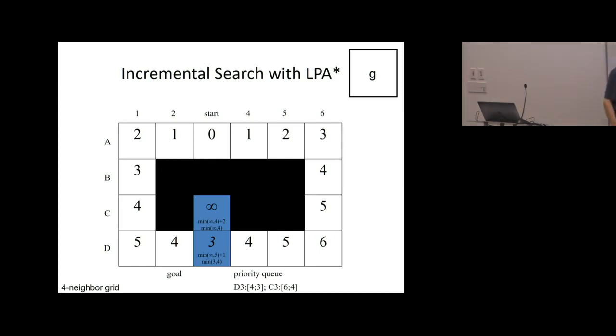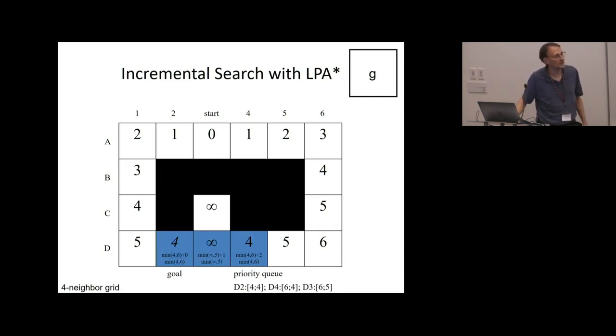Okay. Next expansion. We look again at a node in the open list with the smallest f value. And in this particular case, it is this guy here. So take it out of the open list. Check. It is a 3, it should be a 5. So we need to make it larger. Okay. So we set it to infinity. That's the rule that you already learned. And we set it to infinity.